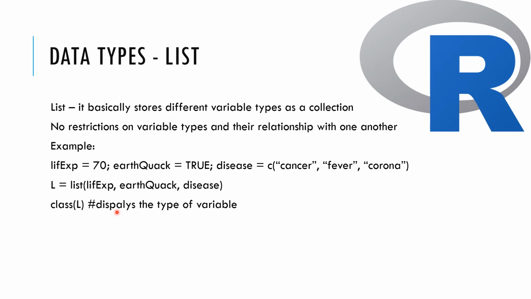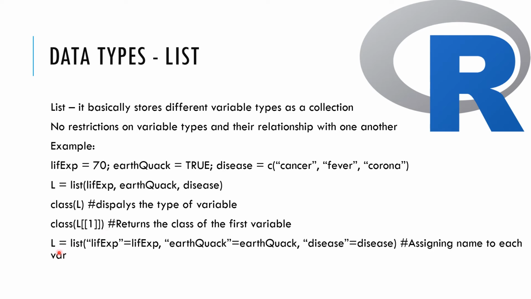It will display the class of that variable. Suppose you want to see the class of a variable in the list, then you use double bracket and 1, and it will display the class of that particular variable by its number.